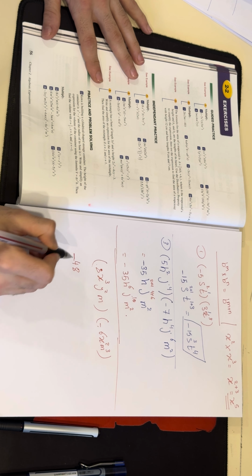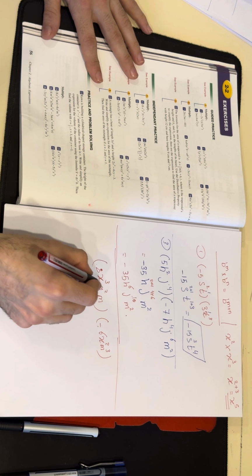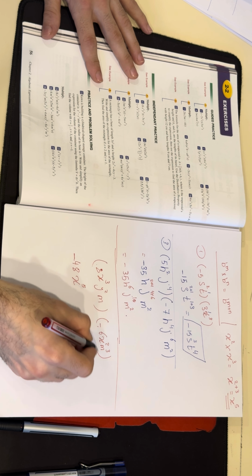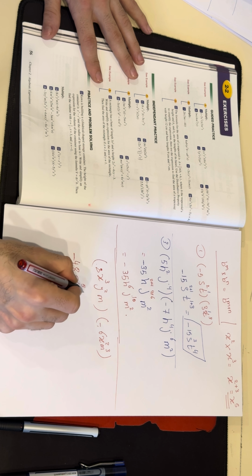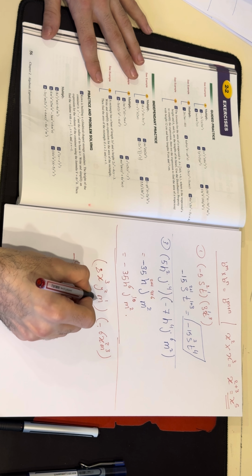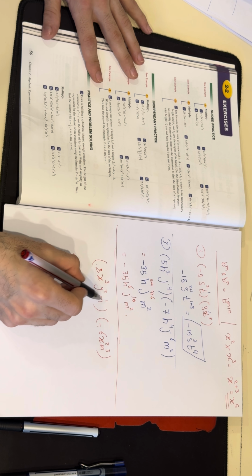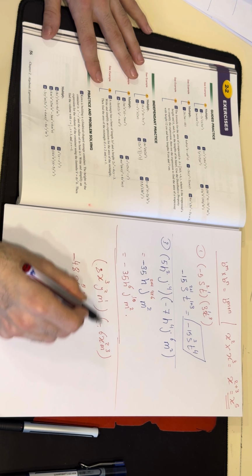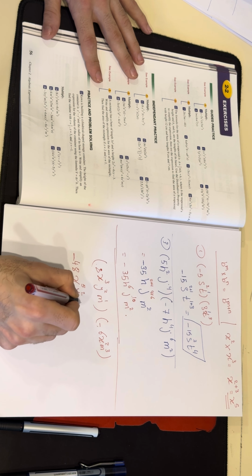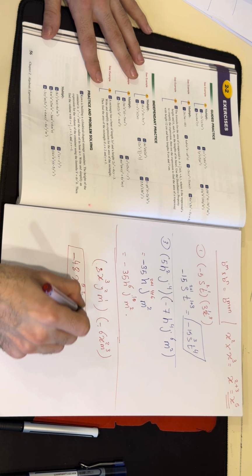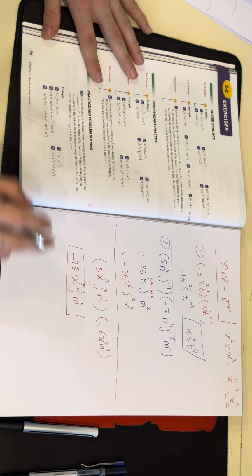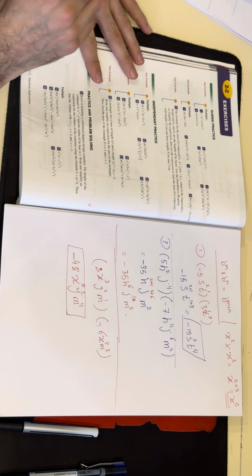Then do I have x in both of them? Yes. 3 plus 2, 5. Y power 2, do I have y here? No, so I'm going to write y power 2. Then m here, m here. When there is no power, that means the m power is 1. 1 plus 3, it's already 4. So that's the last answer of this question.